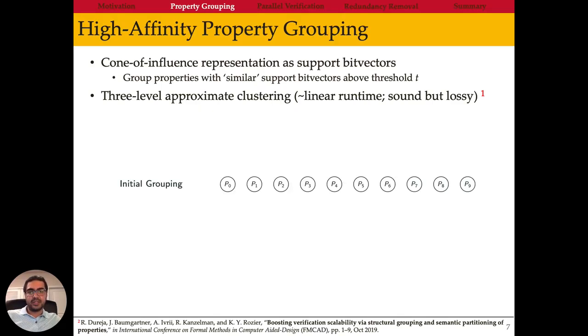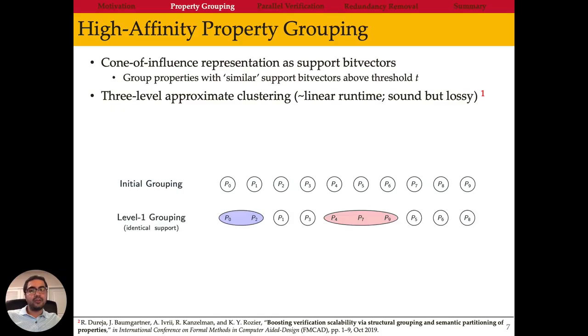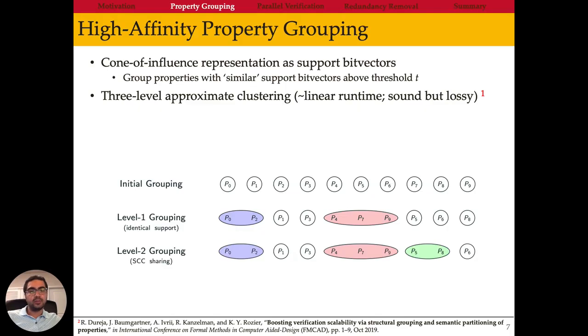Given a set of properties P0 to P9, each of the properties is initially placed into a singleton group. Level 1 grouping then generates property groups with 100% affinity by merging properties that have identical support bit vectors. However, verification tasks can often tolerate small dissimilarities between properties, which leads us to level 2 grouping that merges properties based on large, strongly connected components in the cone of influence.